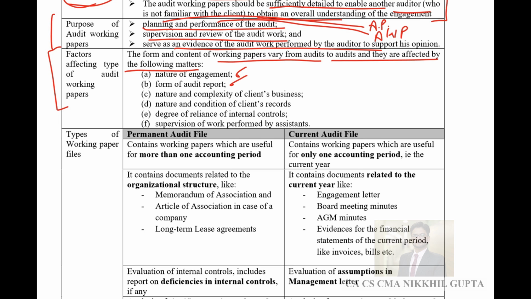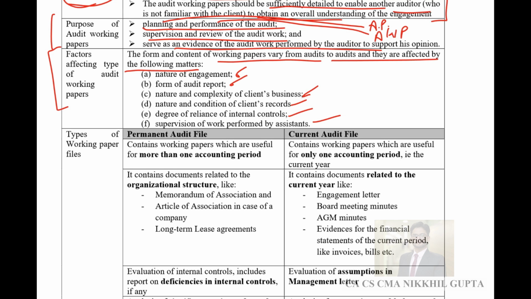Form of audit report. What kind of audit report is there? Is it an abridged audit report or is it a detailed audit report? So if it is a detailed audit report, then the working paper will also be detailed. If it is an abridged audit report, then the working papers will also be abridged. So depending upon what kind of audit report has to be issued, your working papers will change accordingly. Nature and complexity of the client's business. If the client's business is complex, then the working papers will also be complex, and vice versa. Then client's records, internal controls, and supervision of work performed by the assistants. These are other factors which will determine what kind of audit documentation you will have.